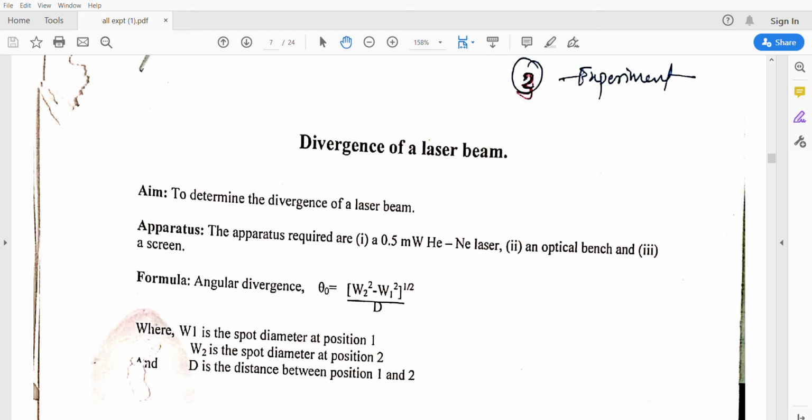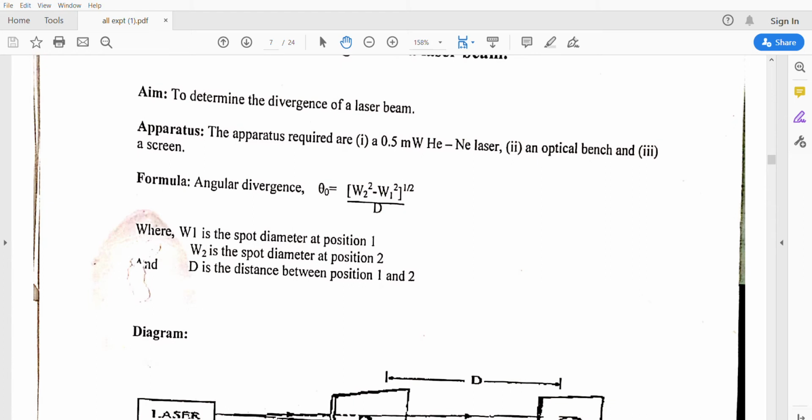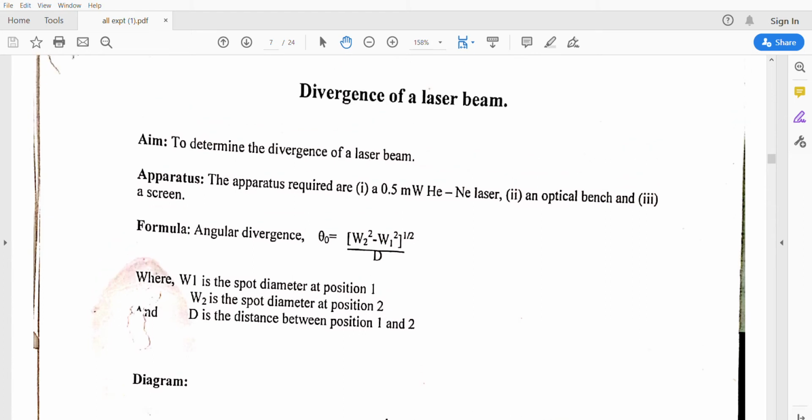Here the experiment is to understand and determine the divergence of a laser beam. The apparatus required is a 0.5 milliwatt helium neon laser, an optical bench, and a screen. These are the main apparatus we require. An optical bench is a leveled bench on which we can do optical experiments including laser, and we can apply Malus's law and do any type of optical experiment.